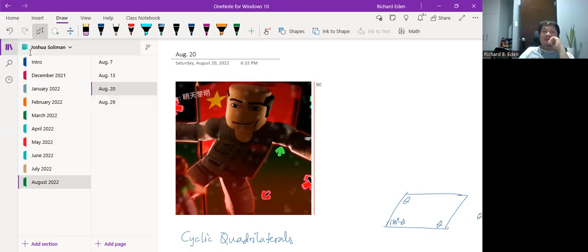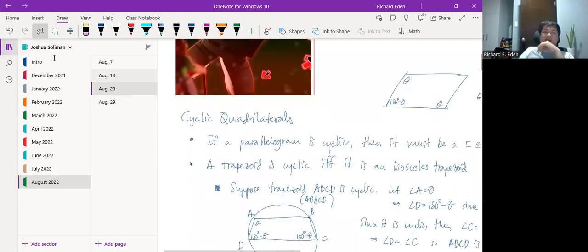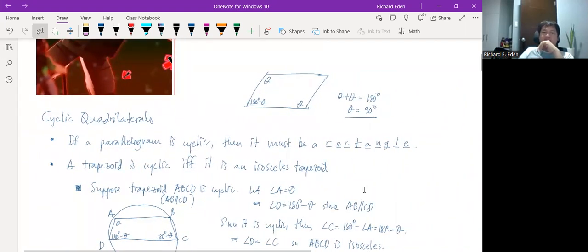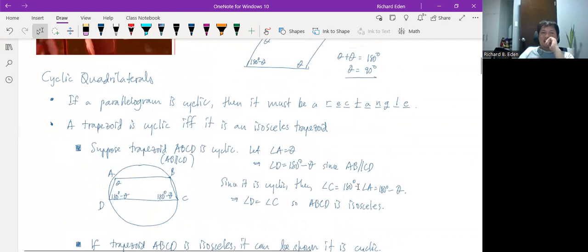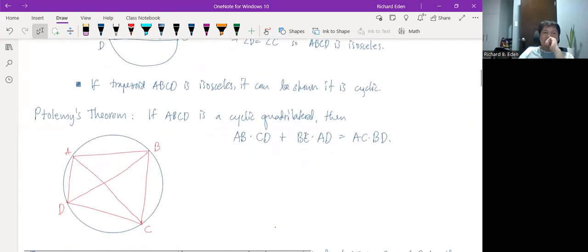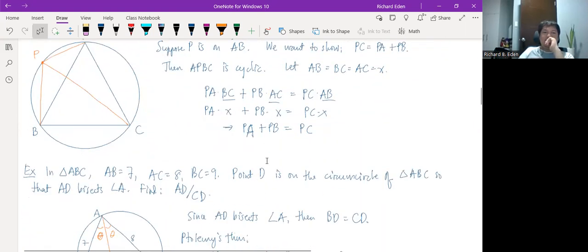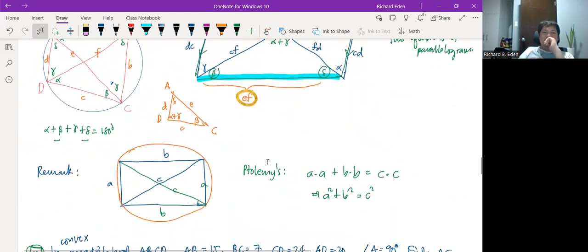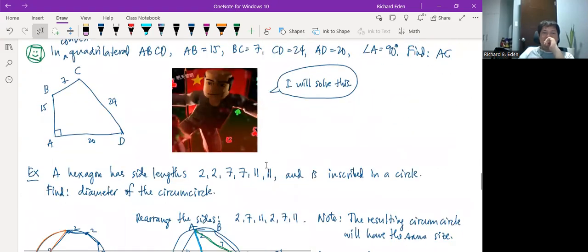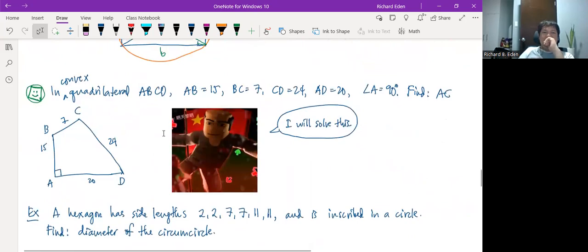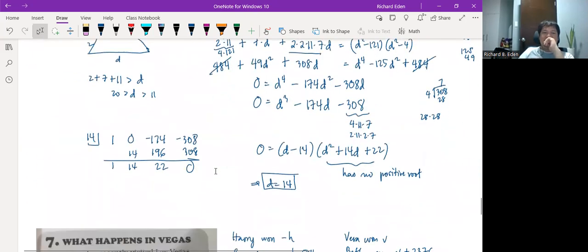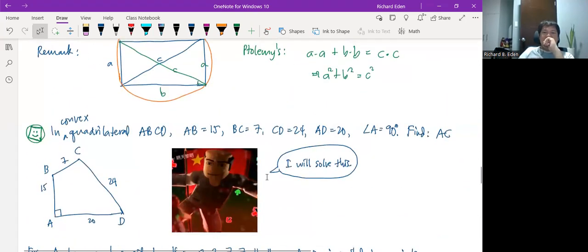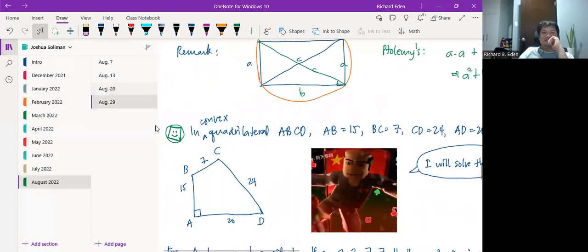But for today, I would still like to talk about circles and triangles. So let's start with cyclic quadrilaterals. We have already done a great deal about cyclic quadrilaterals. So these are some basic theorems, and then Ptolemy's theorem, and then for now I have no example to add, but do keep this in mind if you get the chance.